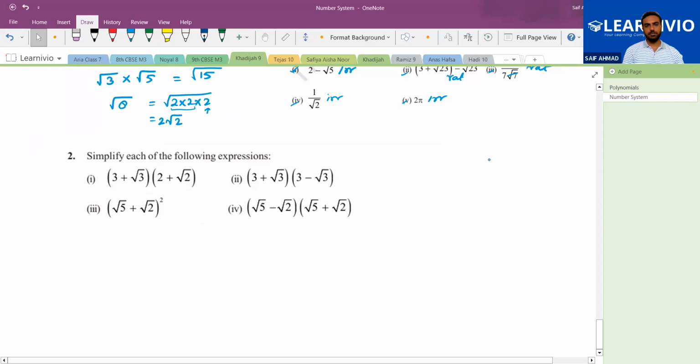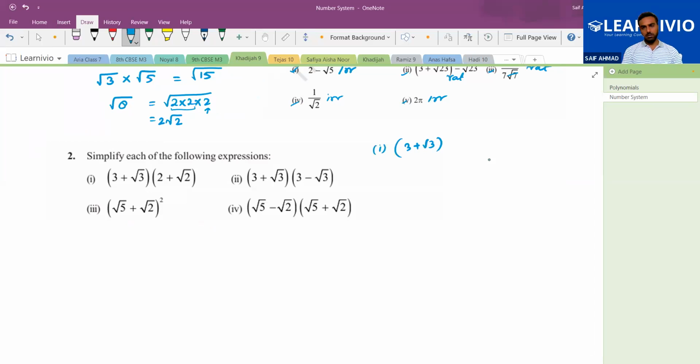Now, see here, the first one. We have to simplify this: 3 plus root 3 and 2 plus root 2. Okay, first we multiply 3 with both of the terms, 2 and root 2.